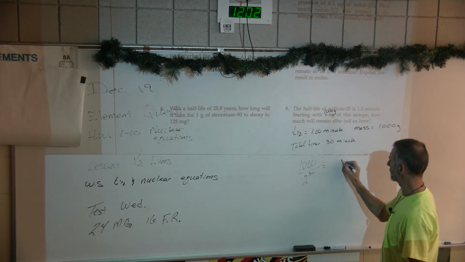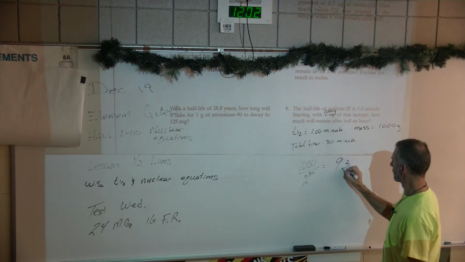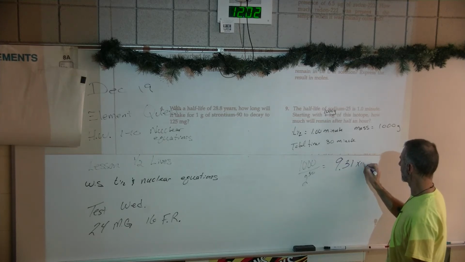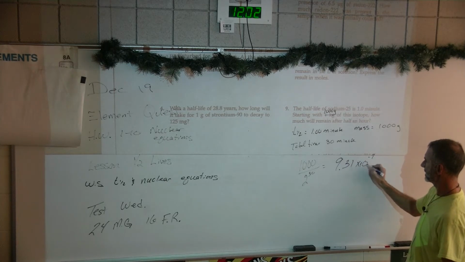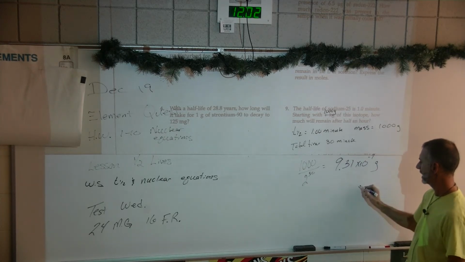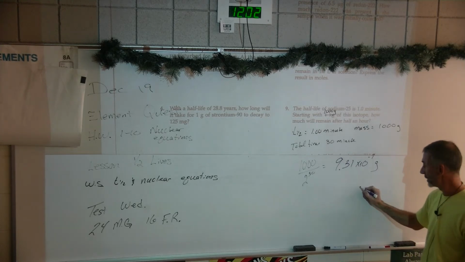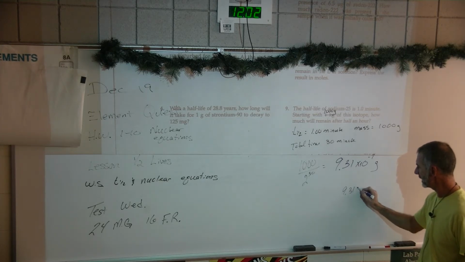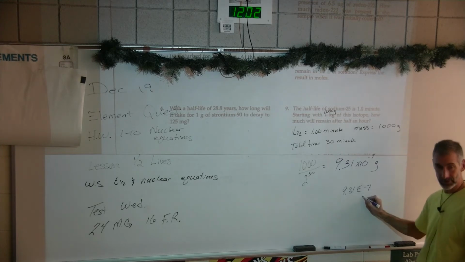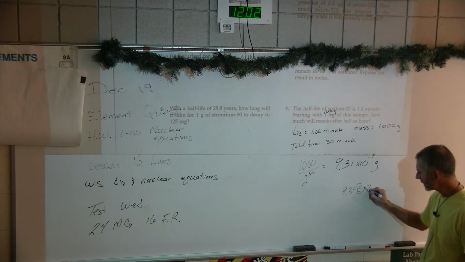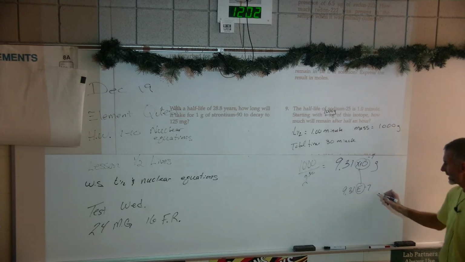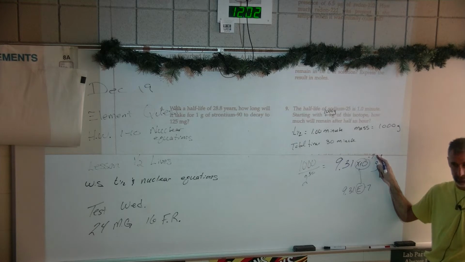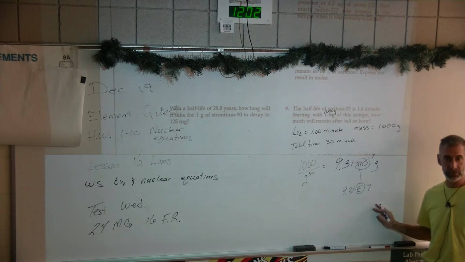9 point something, what is it? 9.31 times 10 to the -7, I think, grams. Okay? Now, on your calculator, you might see 9.3 capital E -7. Okay? That capital E is your times 10, and the -7 is your exponent. Okay, hopefully they taught you that in math class. If not, I'll teach you that when we do sig figs.